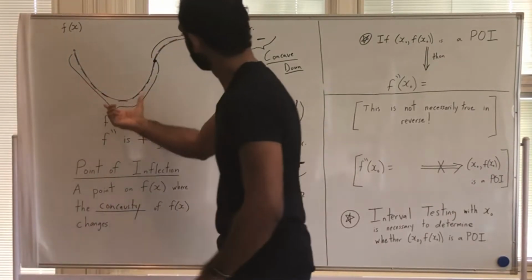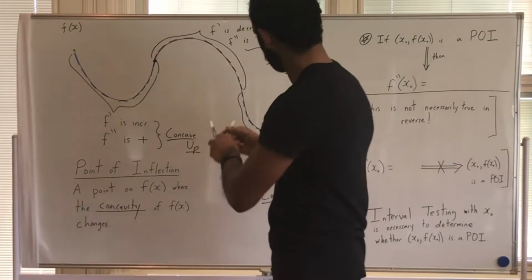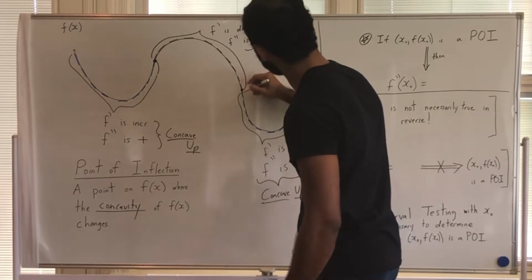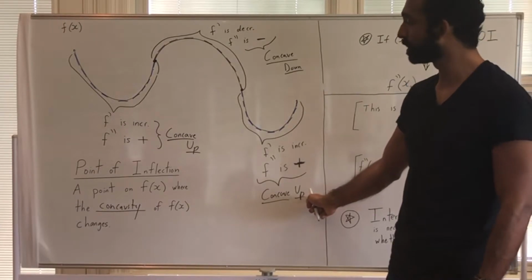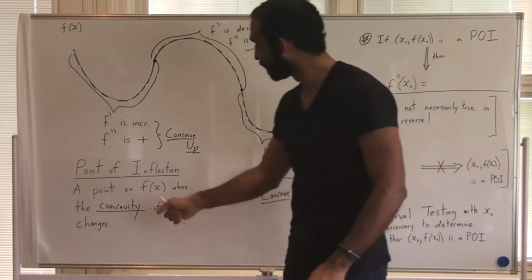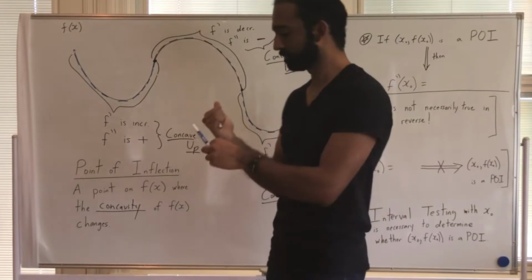So here it transitioned from being concave up to concave down. And then about right here, the graph transitioned from being concave down to concave up. You call those places of transition, those places of swapping of concavity, the points of inflection.